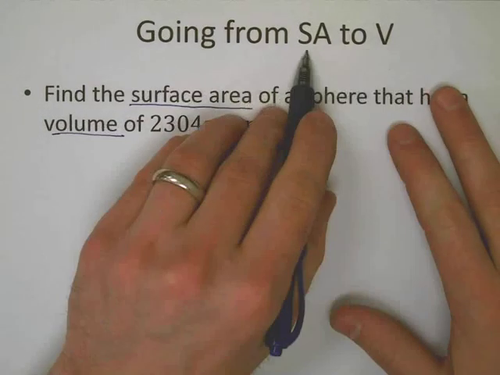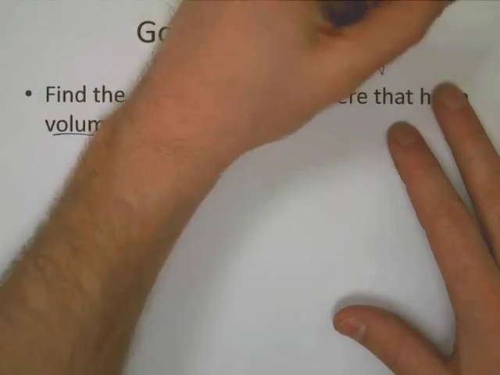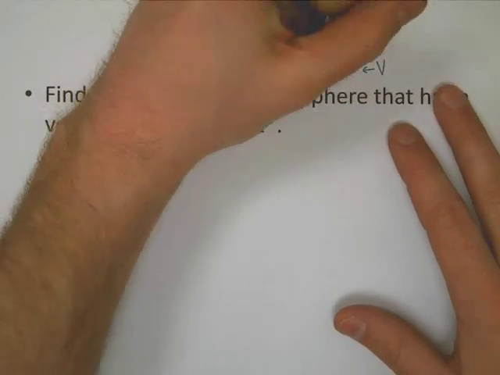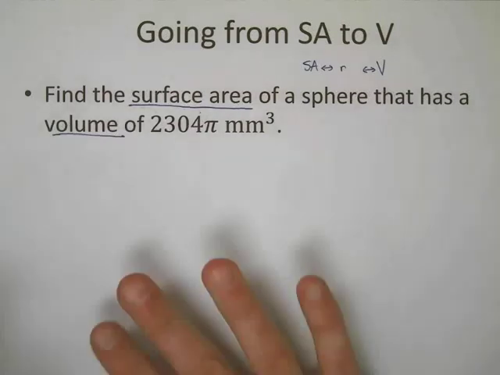No matter which way you go, when I'm moving from surface area to volume or vice versa, there's a relationship in between: either way I need to find the radius. Finding the radius is the middleman. That's the key to everything. When you're asked to convert between volume and surface area, whichever way you're going, find the radius. That's it. So here we go.